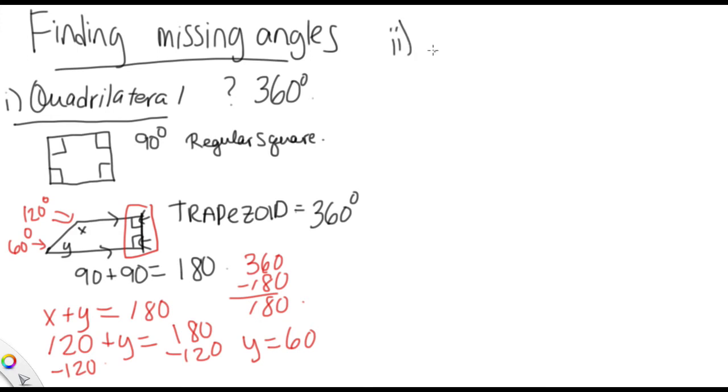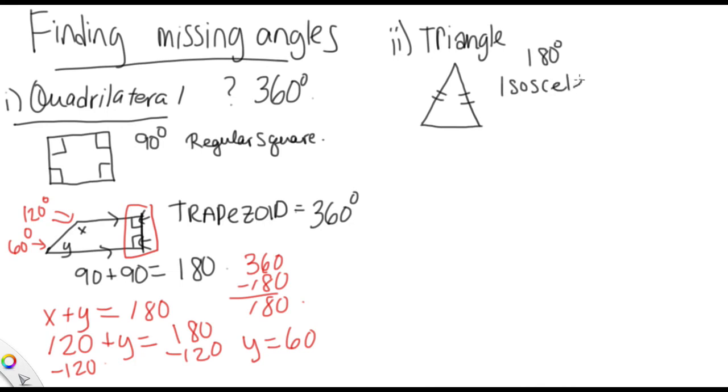Now let's look at a triangle. How many degrees encompass a triangle? 180. What kind of triangle is this? Isosceles triangle. And why is it isosceles? Because it has two congruent sides.